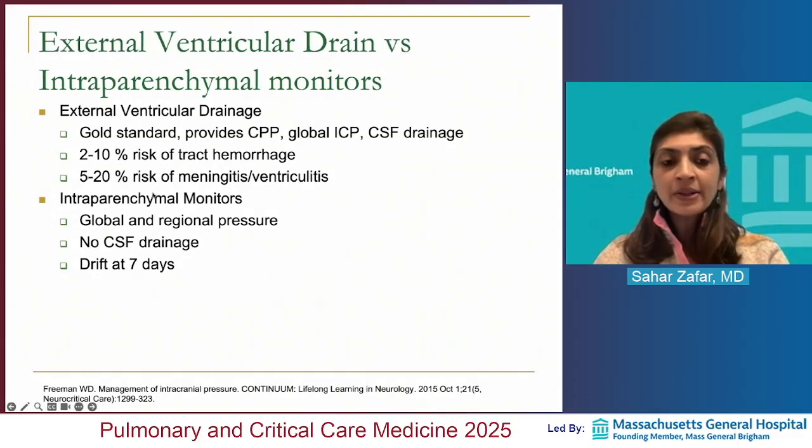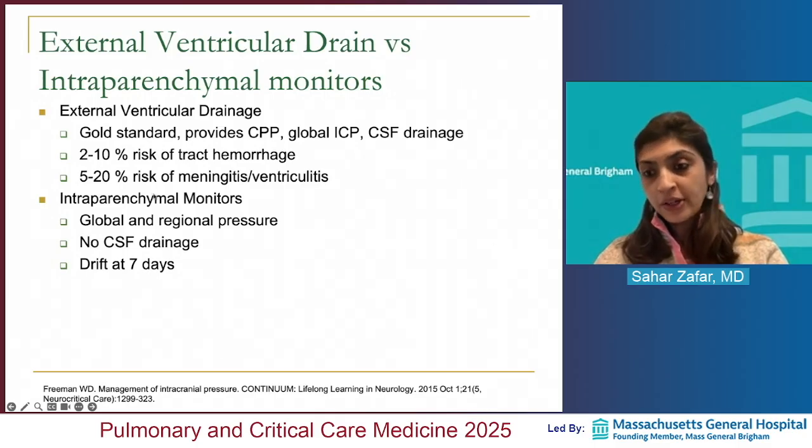So again, it really depends on what the indication for monitoring is. For many trauma patients, an intraparenchymal monitor will suffice. But if there is clear evidence of hydrocephalus, intraventricular hemorrhage, or there's a need for CSF drainage, that's when external ventricular drains provide a distinct advantage.